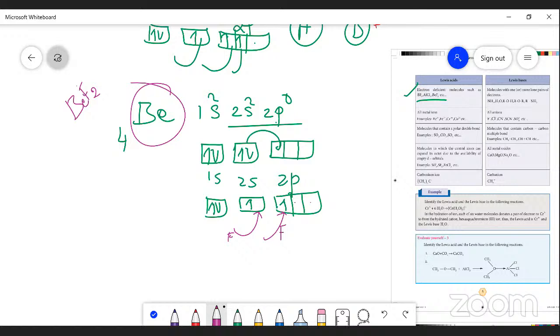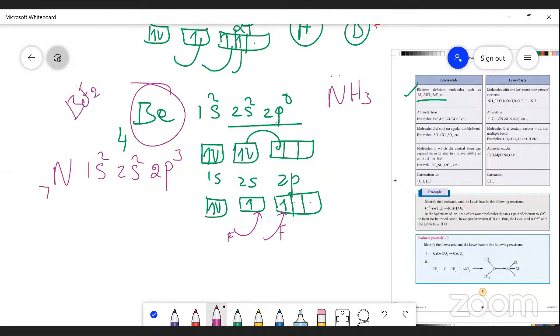For example, ammonia. How can ammonia donate? In ammonia, NH3, if you write it clearly, the two dots are a lone pair. I will explain how the lone pair comes. Nitrogen, what is the atomic number? 7. If you write the electron configuration: 1s2, 2s2, 2p3. Nitrogen in ammonia is like this.